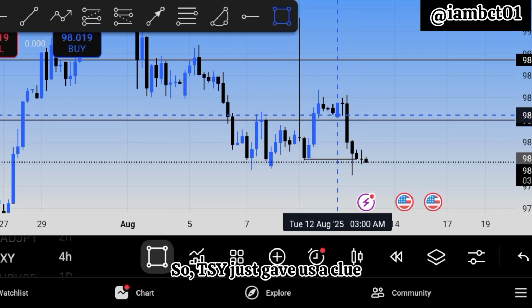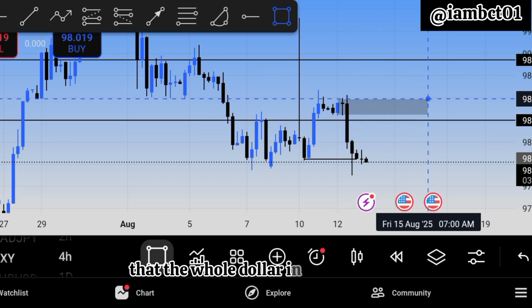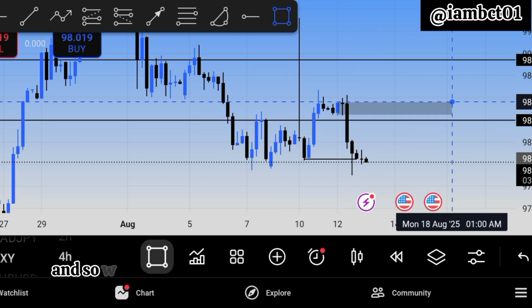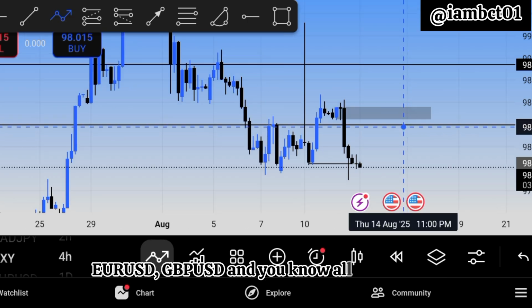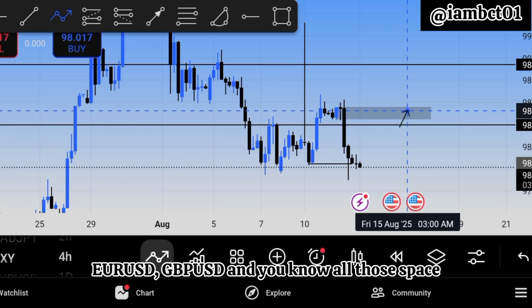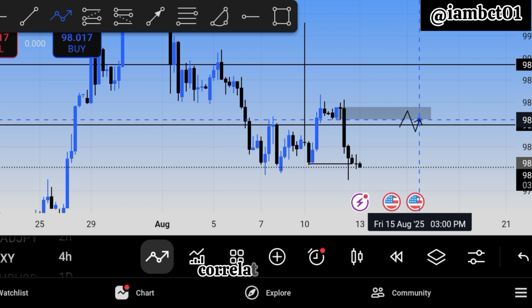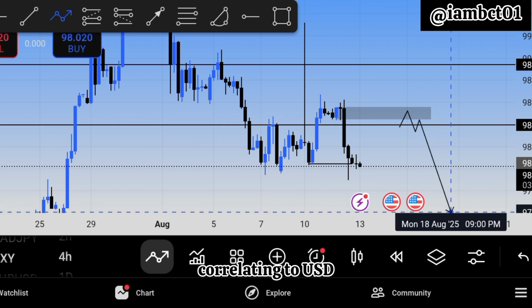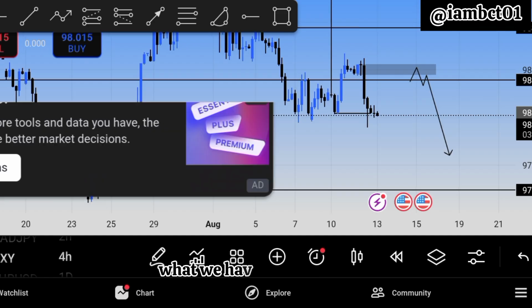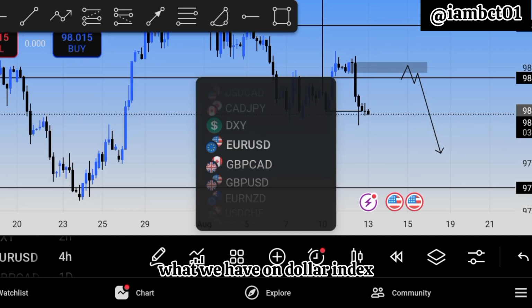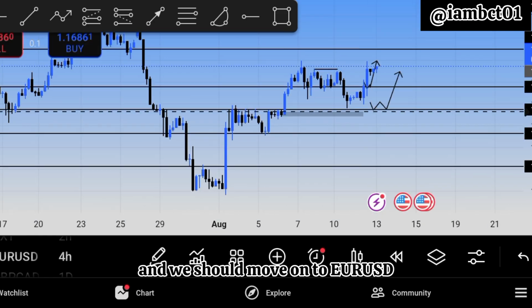So DXY just gave us a clue that the whole dollar index is bearish, and so we should be looking for bulls from the likes of gold, EUR/USD, GBP/USD, and all those pairs correlating to USD. I think that is what we have on the dollar index, and we should move on to EUR/USD.